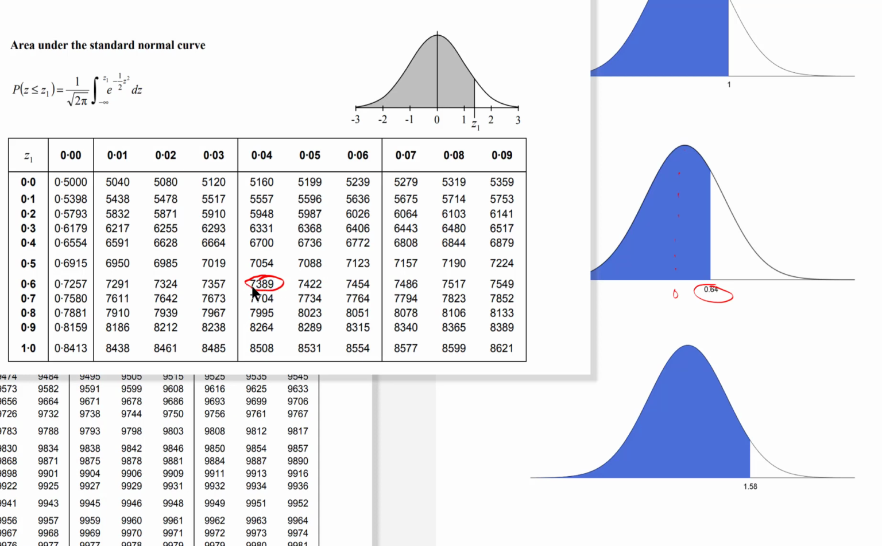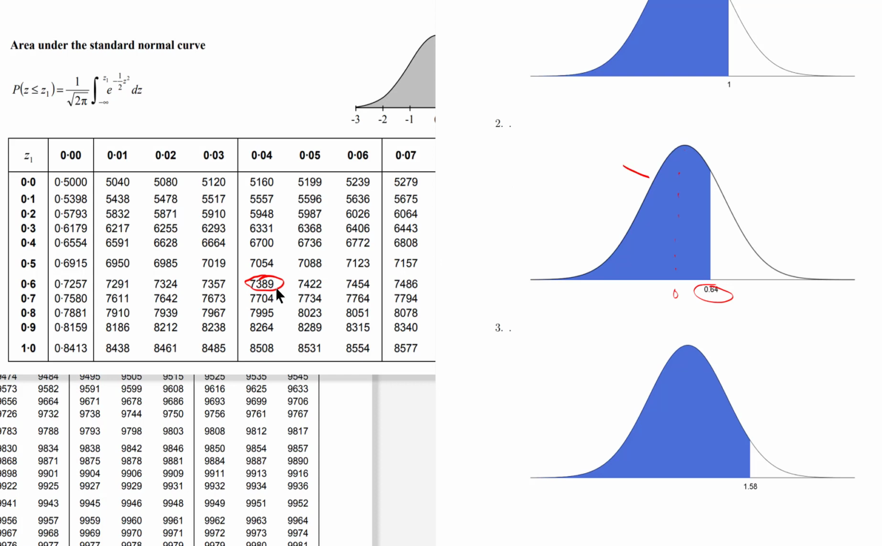0.7389. And that's exactly what that area is. So that's exactly how the Z tables work. You look up the Z value and it tells you the area up until that Z value.